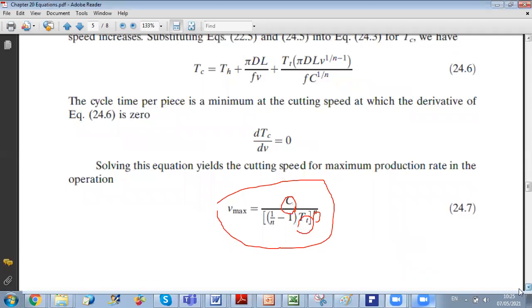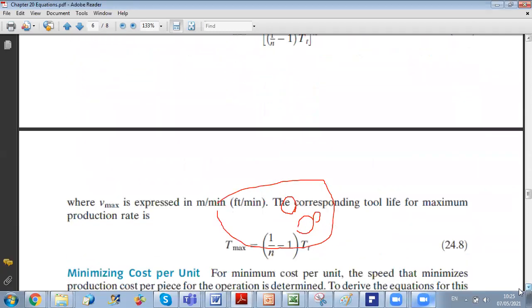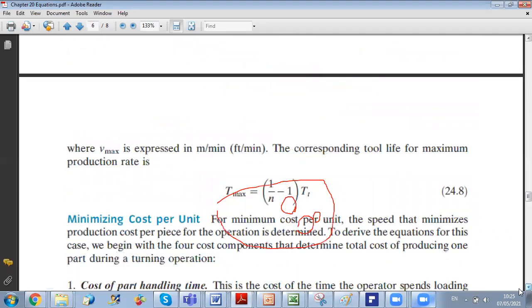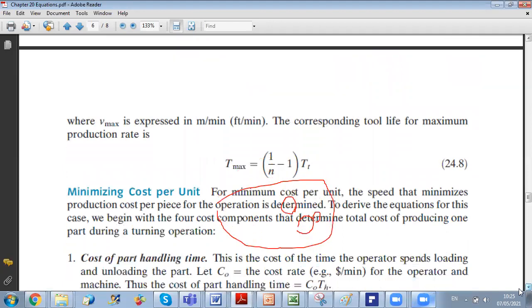Now, once we obtain the optimal velocity, we can calculate the corresponding tool life for maximum production rate by just replacing the calculated velocity into the equation. So this will give us the tool life for maximum production rate as a function of the tool change time.